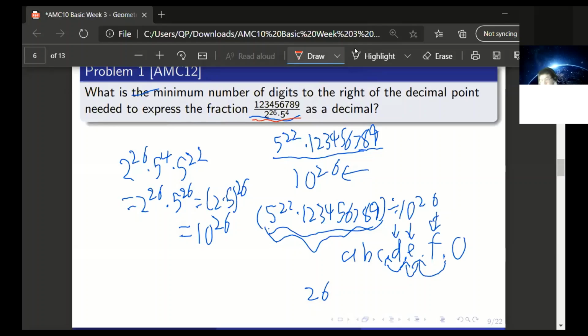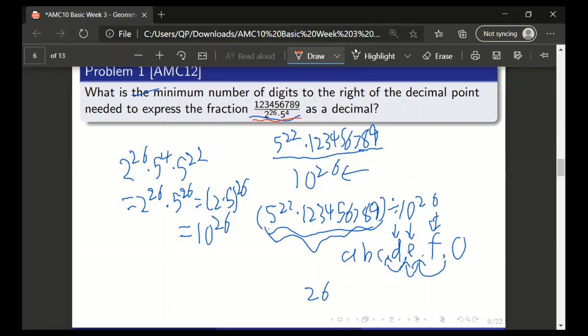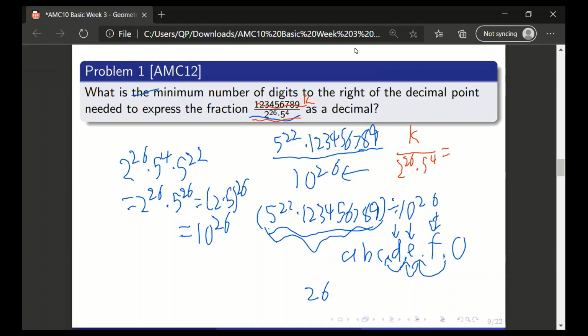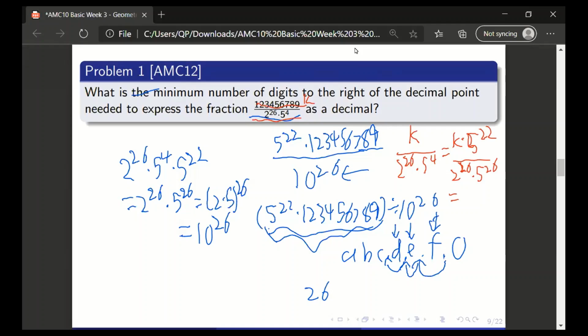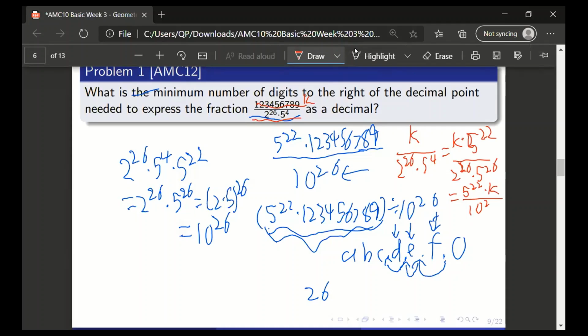This is expressed as a decimal. And so you can simplify this number by, I'll just take this top number to be k because writing that out is a lot shorter. So k over 2 to the 26th times 5 to the 4th equals k times 5 to the 22nd over 2 to the 26th times 5 to the 26th. And so this is 5 to the 22nd times k over 10 to the 26th.